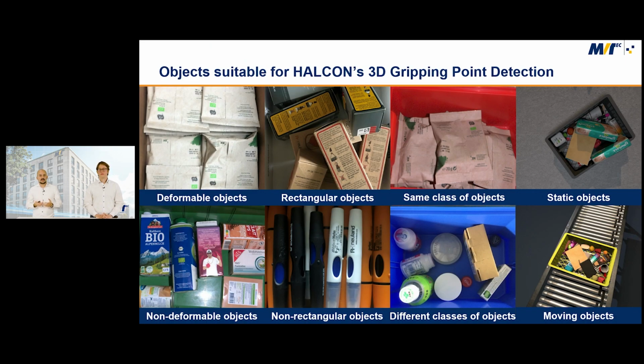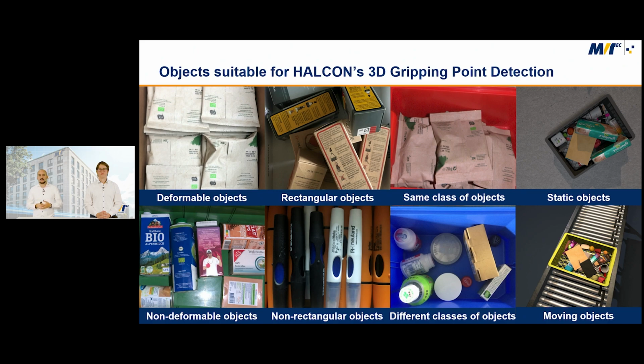So what kind of objects are suitable for Halcon 3D gripping point detection? Here we see a short overview. You can use it for deformable objects like on the upper left, but also for non-deformable objects, like here in this example milk bags or packaging for the pharma industry. We have rectangular shape objects but also non-rectangular shape objects like the one on the lower middle.